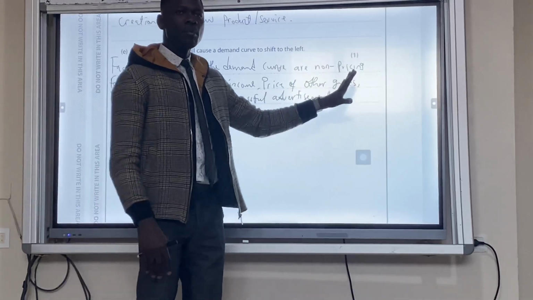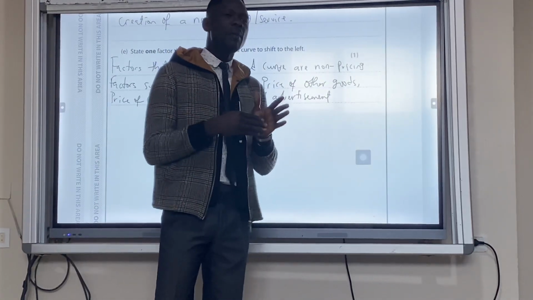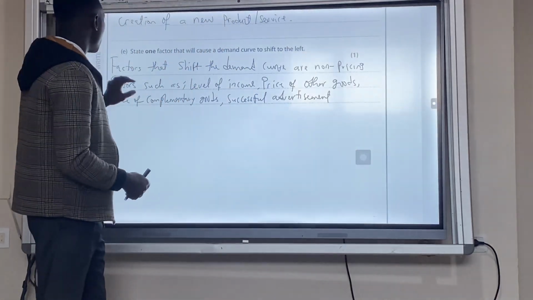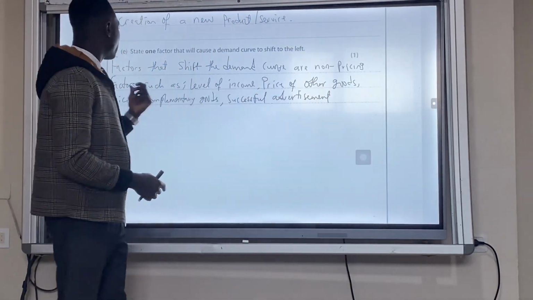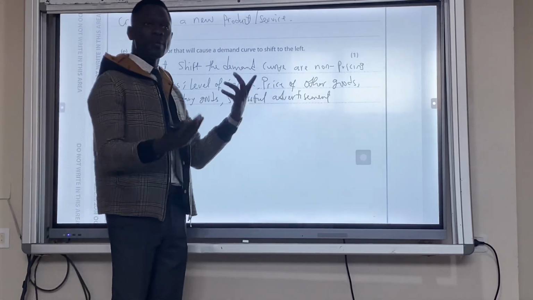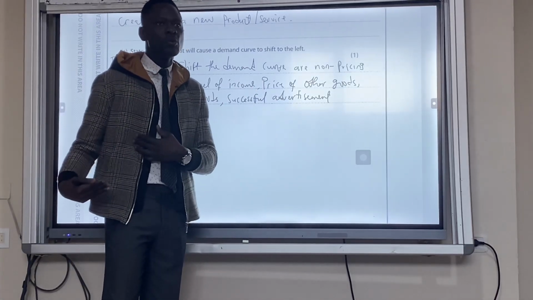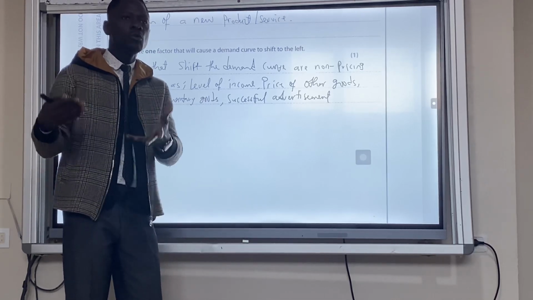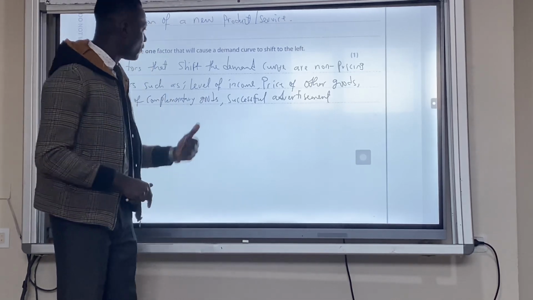That's about price. But when it comes to a shift, it's simply talking about a non-price factor. So here I wrote, factors that shift the demand curve are non-price factors, such as level of income. When we talk about level of income, it's the amount of money you have available. The amount of money you have will determine the quantity of goods you can buy. Yes or no? So level of income.